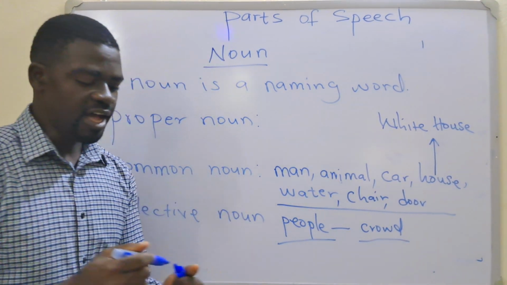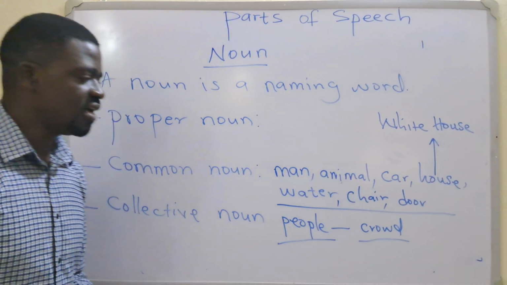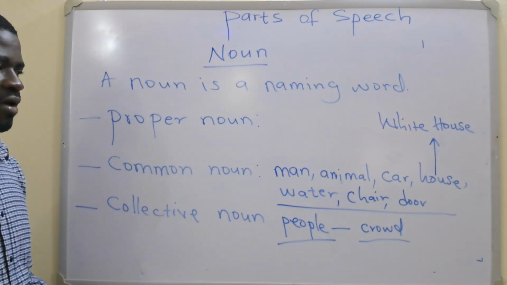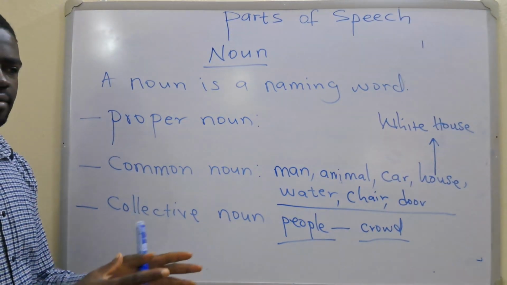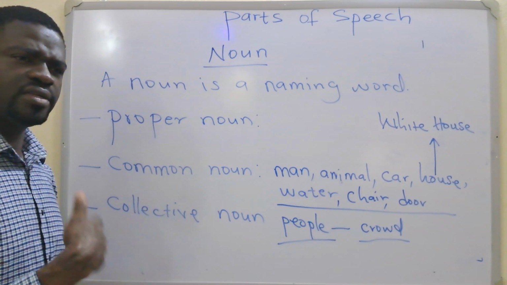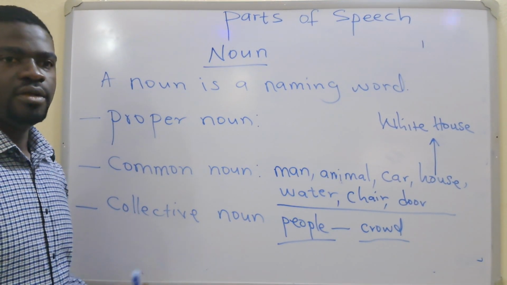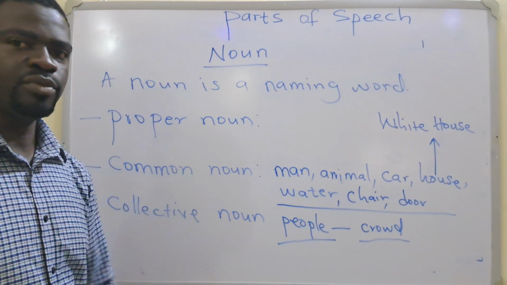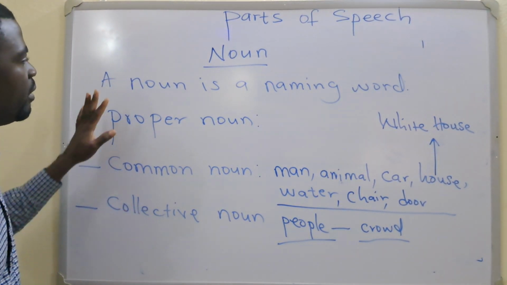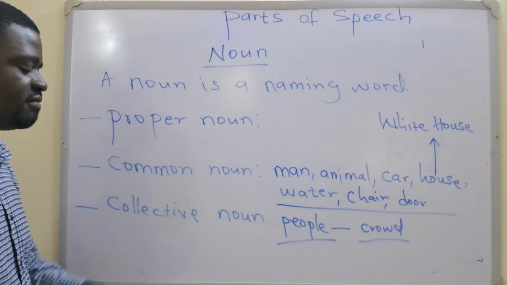If you have a lot of stars in the universe, if you have a lot of stars in one place, you call it a galaxy. If you have flowers, you can have a bouquet of flowers, and so on and so forth. You can think of a lot of collective nouns. If you still remember some of them, you can put them in the comment for me. So, nouns can be proper nouns, common nouns, and collective nouns.